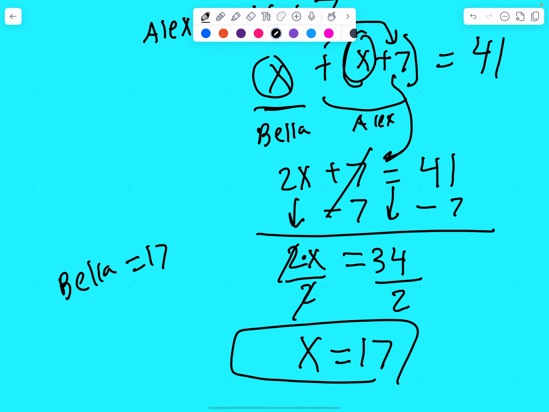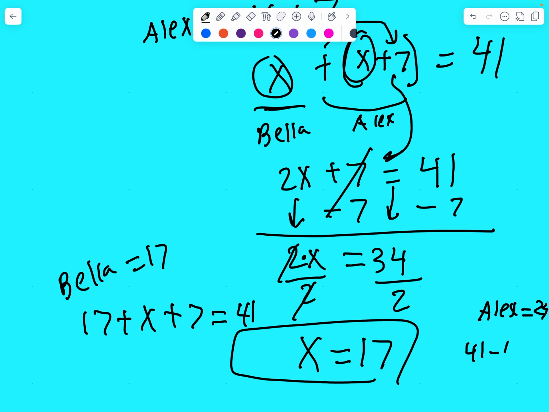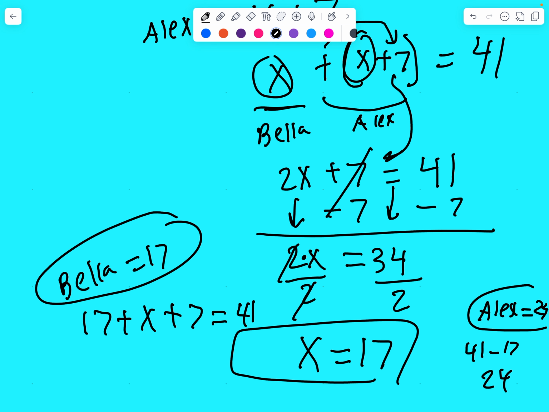Okay, so we got 17 plus x plus 7 equals 41, right? So that would mean that Alex is 24, right? Because 41 minus 17, do you guys know what that would be? 24. So Alex is 24, Bella is 17. So the final answer is Alex is 24 years old. Let's move on.